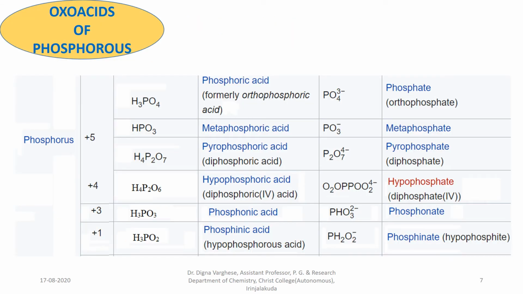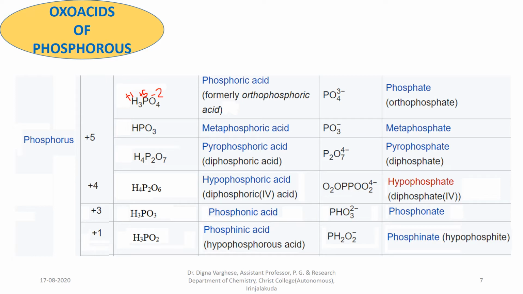Oxoacids of phosphorus. Here we are representing phosphoric acid, metaphosphoric acid, pyrophosphoric acid, hypophosphoric acid, phosphonic acid and phosphinic acid as the oxoacids of phosphorus. In phosphoric acid, which is also known as orthophosphoric acid, oxygen is in the -2 oxidation state and hydrogen is +1, so -8 +3, that is +5 is the oxidation state of phosphorus.